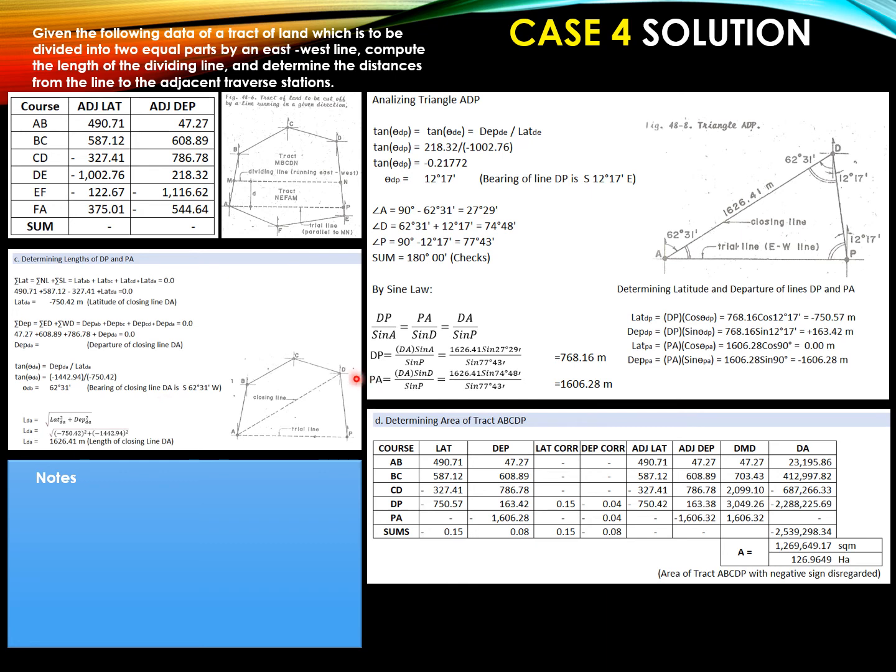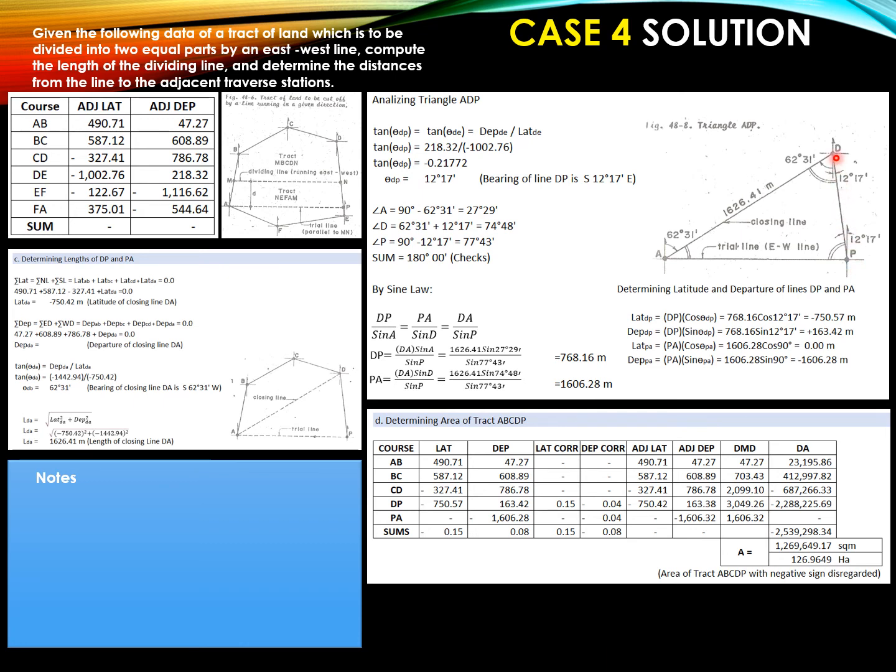Kasi, itong DA is magagamit natin para makabuo ng triangle na hindi tayo mahirapan mag-compute. Technique lang guys, depende, maraming possible na solution dito, pero kailangan same lang ng answer. So, the first technique is kinuha niya yung length ng line DA at saka yung bearing nito para makompute natin yung DP, which is ito.